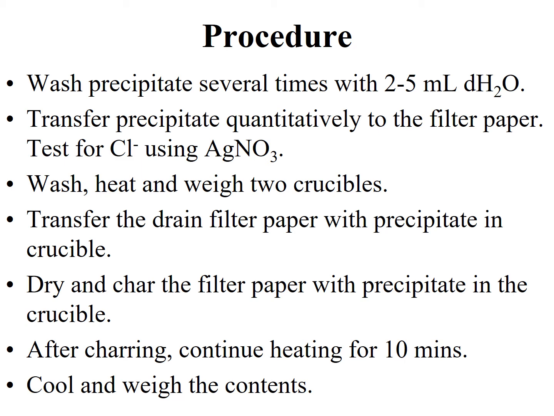Now when you transfer it, you add some distilled water to it and test for chloride ions using silver nitrate. The way it works is there's some chloride ion still there because you added barium chloride earlier. By washing it, you're removing your chloride. If you add silver nitrate and a precipitate forms, that means chloride is still there, because your silver ion will react with chloride ion to give you silver chloride.